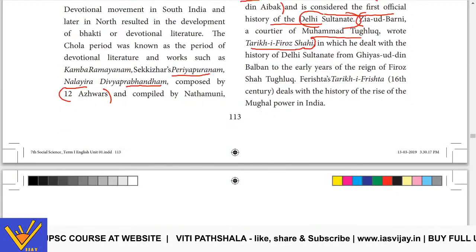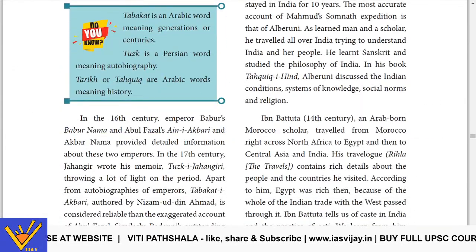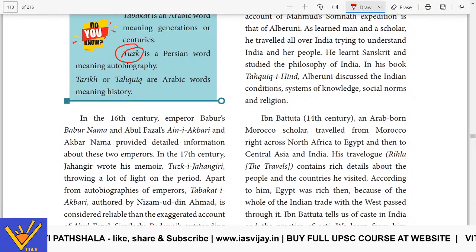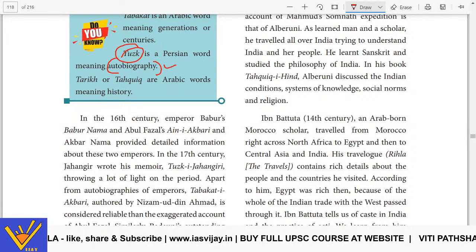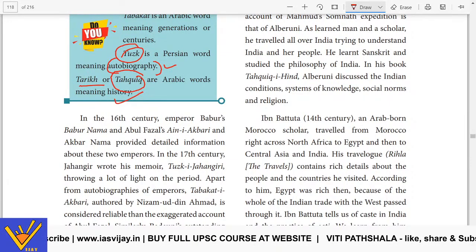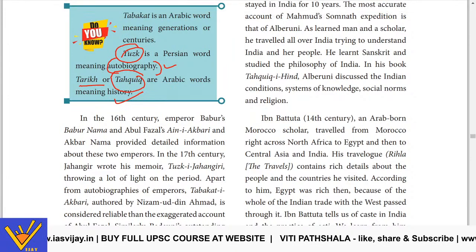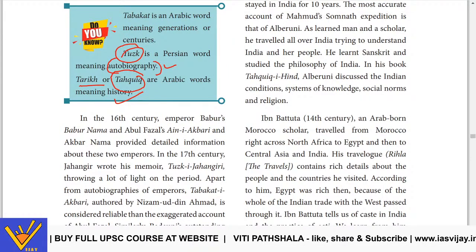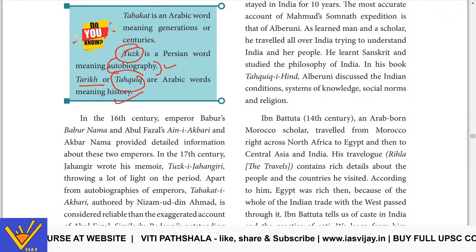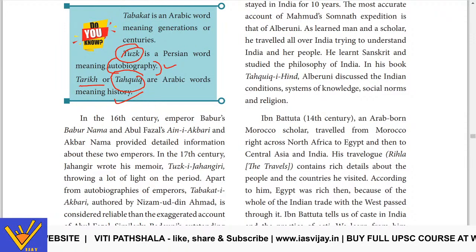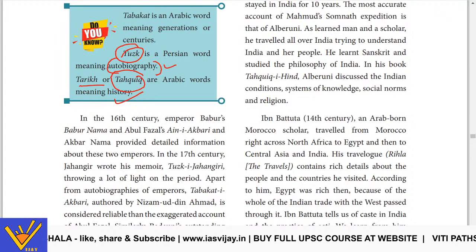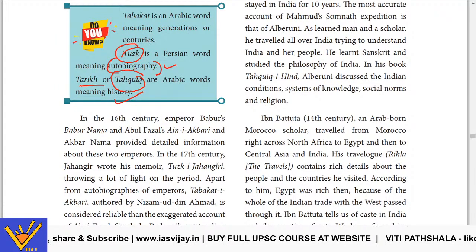Now, Tabaqat is an Arabic word meaning generations and centuries. Tuzuk is a Persian word, and Tuzuk-e-Babari means the autobiography. Tarikh and Tahqiq are Arabic words for history. Now, in the 16th century, Emperor Babur wrote the Babarnama. Abul Fazl wrote the Ain-i-Akbari and the Akbarnama, which provide detailed information about these two emperors. In the 17th century, Jahangir wrote his memoir, the Tuzuk-e-Jahangiri.